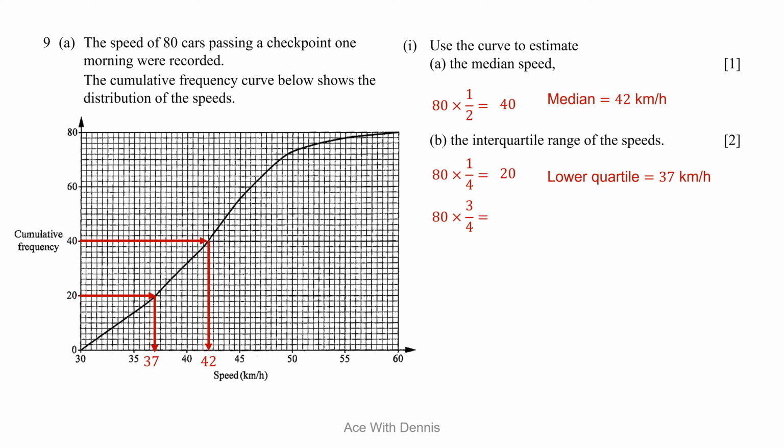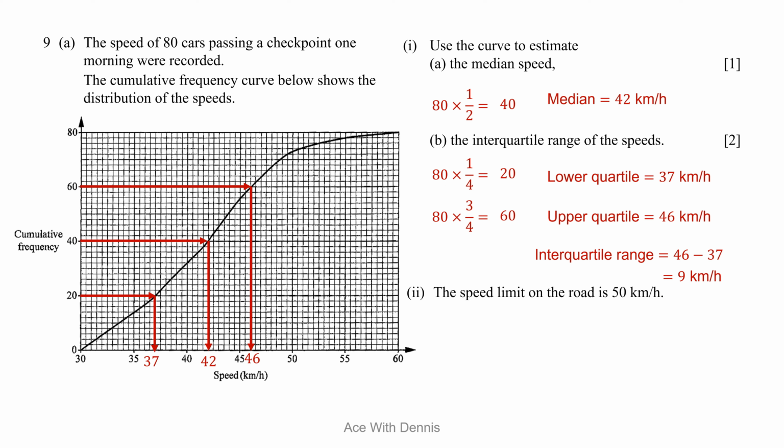Next, we find the upper quartile. For this case, it's 80 times 3 quarter, and we get 60. So from the curve, when the cumulative frequency is 60, then the speed will be 46. So which means the upper quartile will be 46 kilometers per hour. And now we can find interquartile range, which is upper quartile minus lower quartile. So it will be 46 minus 37, and we get 9 kilometers per hour.